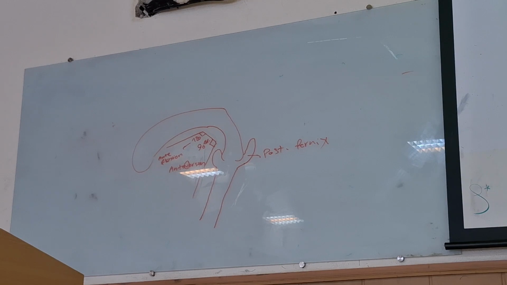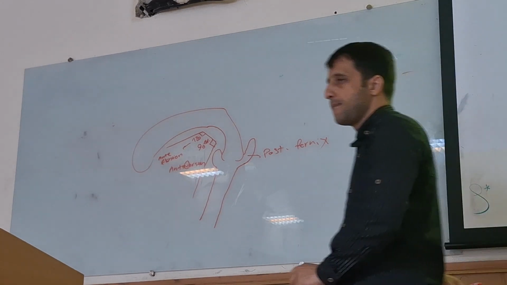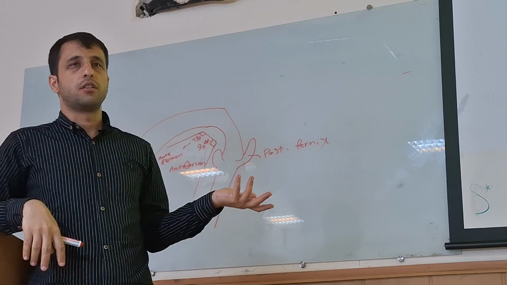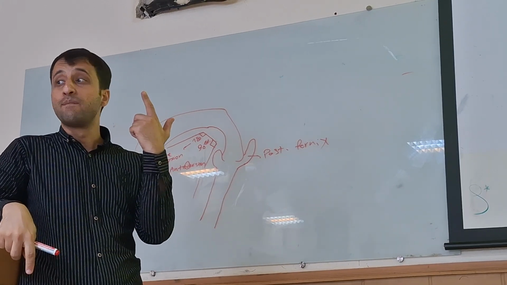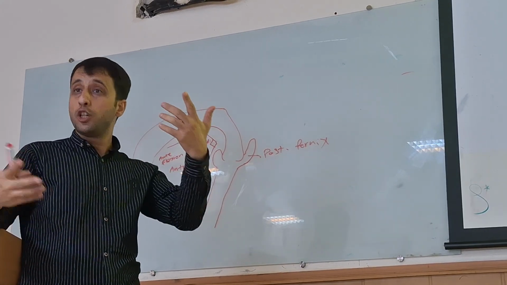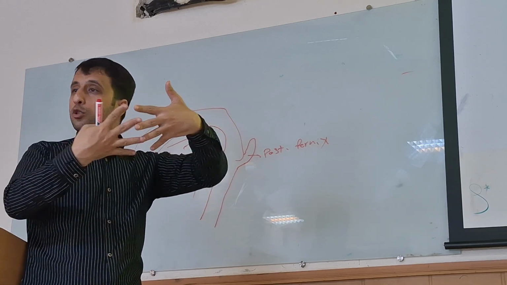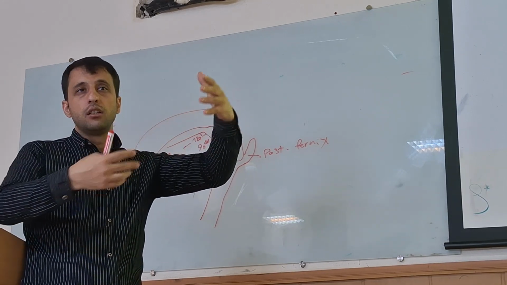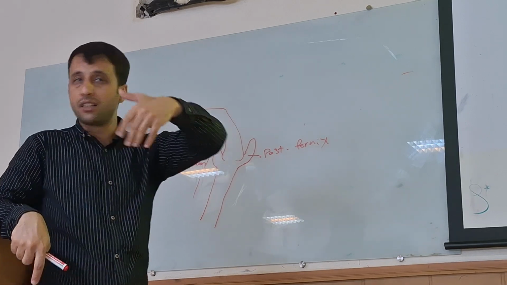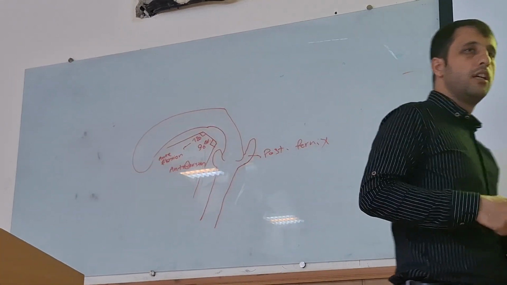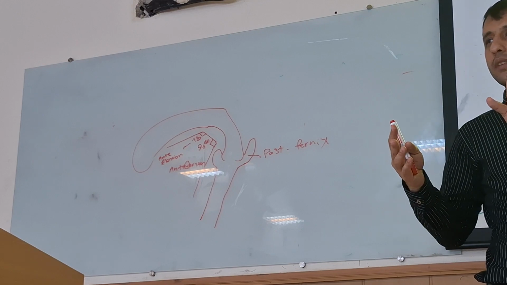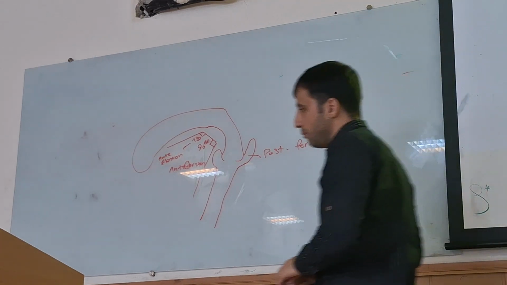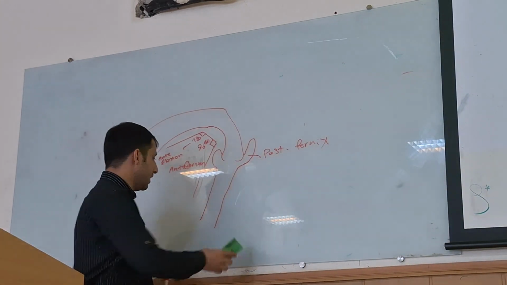What is the blood supply of the uterus? The uterine artery. Yes, the uterine artery and the ovarian artery, because the uterine and ovarian arteries anastomose together. If we cut the uterine artery, the ovarian artery can replace it. The venous drainage is the same. What about the lymphatic drainage?